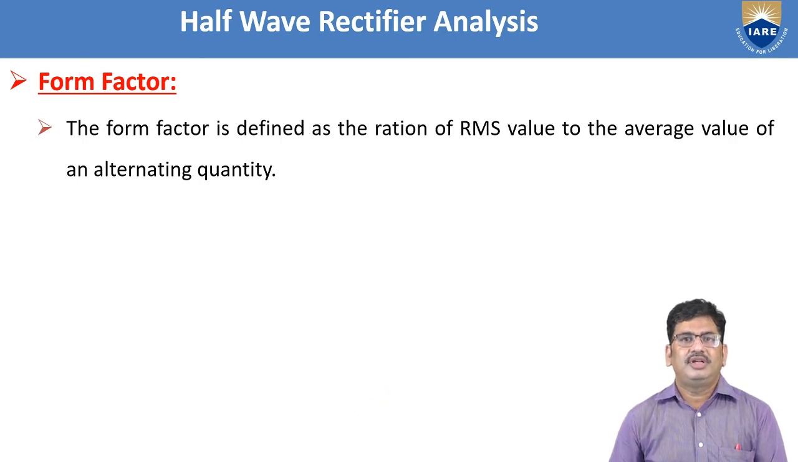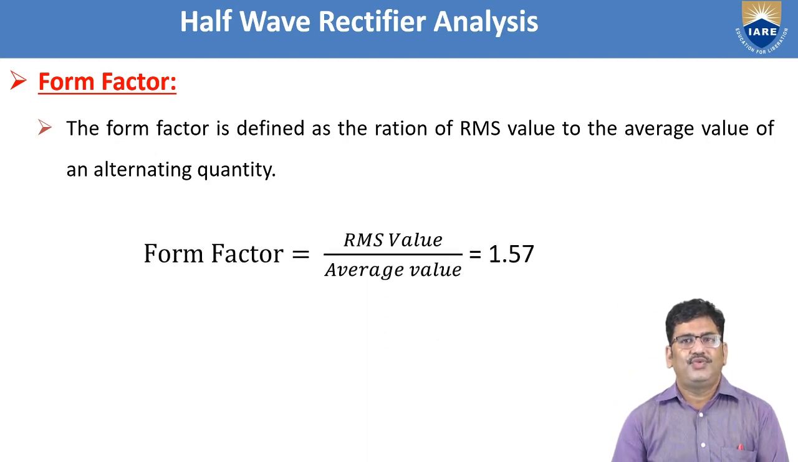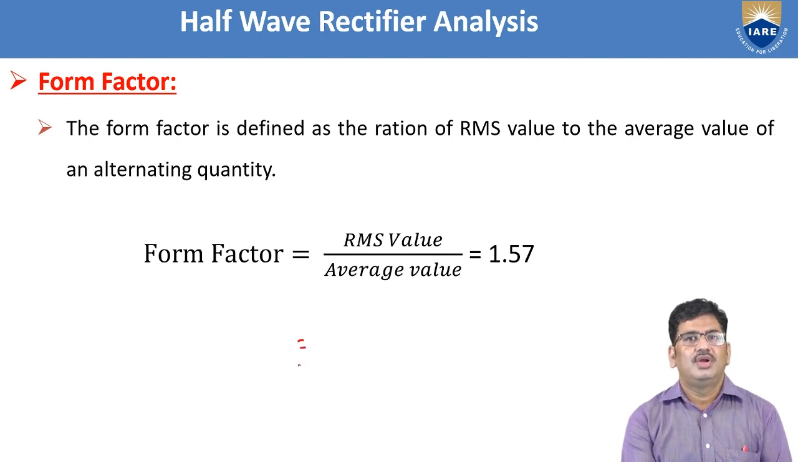The next parameter we will see is form factor. The form factor is defined as the ratio of RMS value to the average value of alternating quantity. So the form factor is given as RMS value divided by average value. For half-wave rectifier, the RMS is given as Im by 2, whereas the average value is given as Im by pi. Here Im gets cancelled. So the form factor is given as pi by 2, which is equivalent to 1.57.